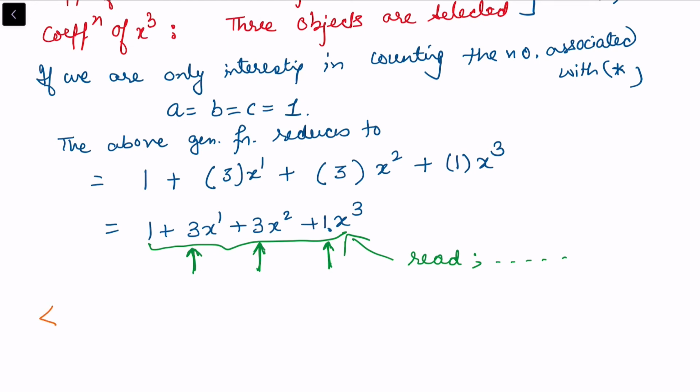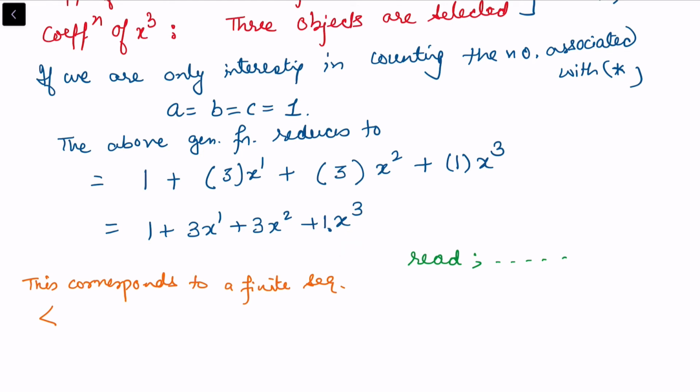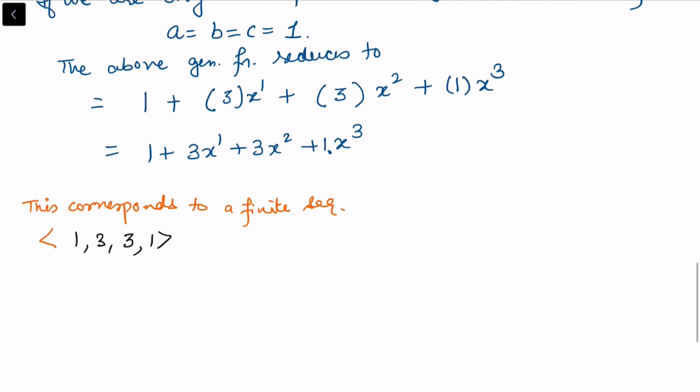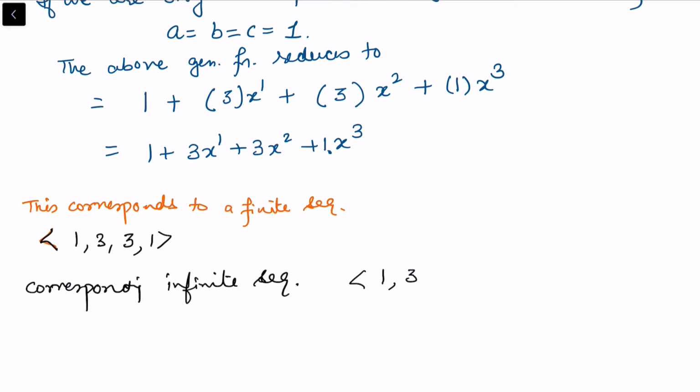This becomes a finite sequence. This corresponds to a finite sequence. And this finite sequence is simply because x cube is the last term, and the finite sequence is 1 3 3 1. But generally we study the sequences in infinite form, so we can simply write further. Corresponding infinite sequences add zeros in the remaining terms. So the corresponding infinite sequence is 1 3 3 1, and then add 0 0 0 0.